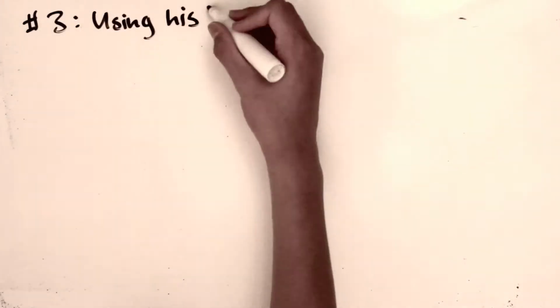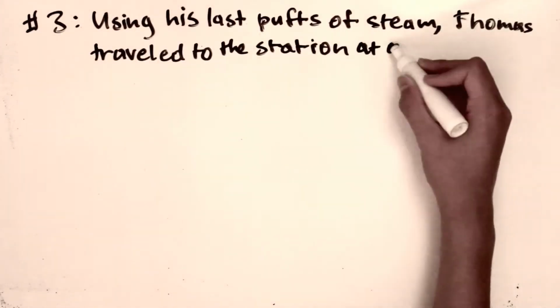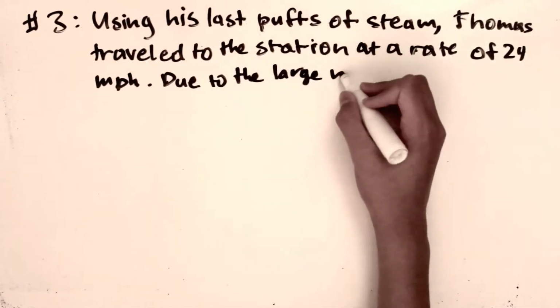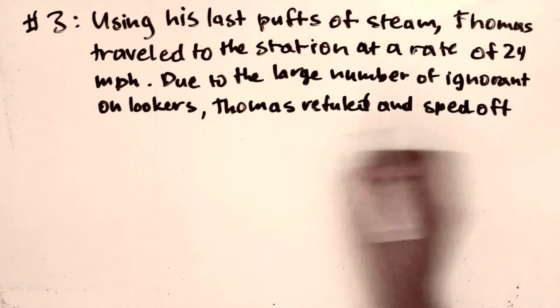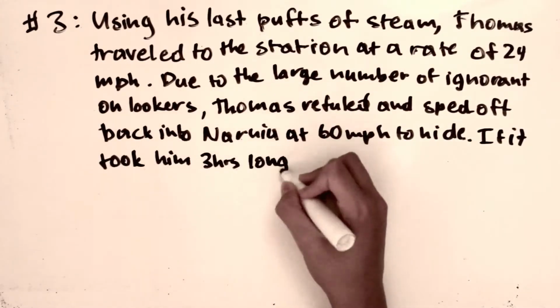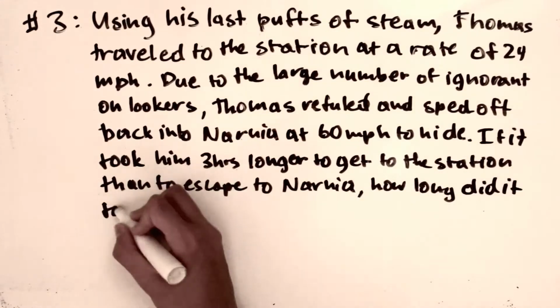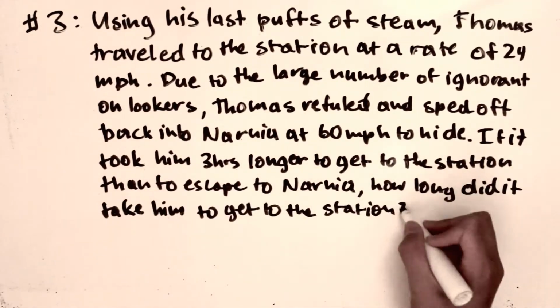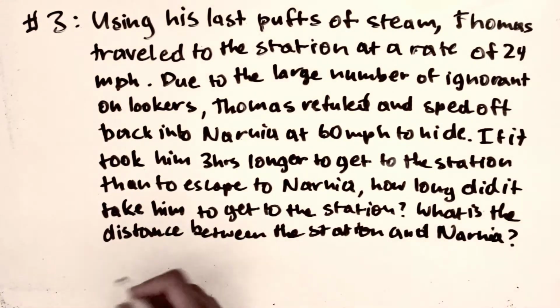Problem number 3. Using his last puffs of steam, Thomas traveled to the station at a rate of 24 miles per hour. Due to the large number of ignorant onlookers, Thomas refueled and sped off back into Narnia at 60 miles per hour to hide. If it took him 3 hours longer to get to the station than to escape to Narnia, how long did it take him to get to the station? What is the distance between the station and Narnia?